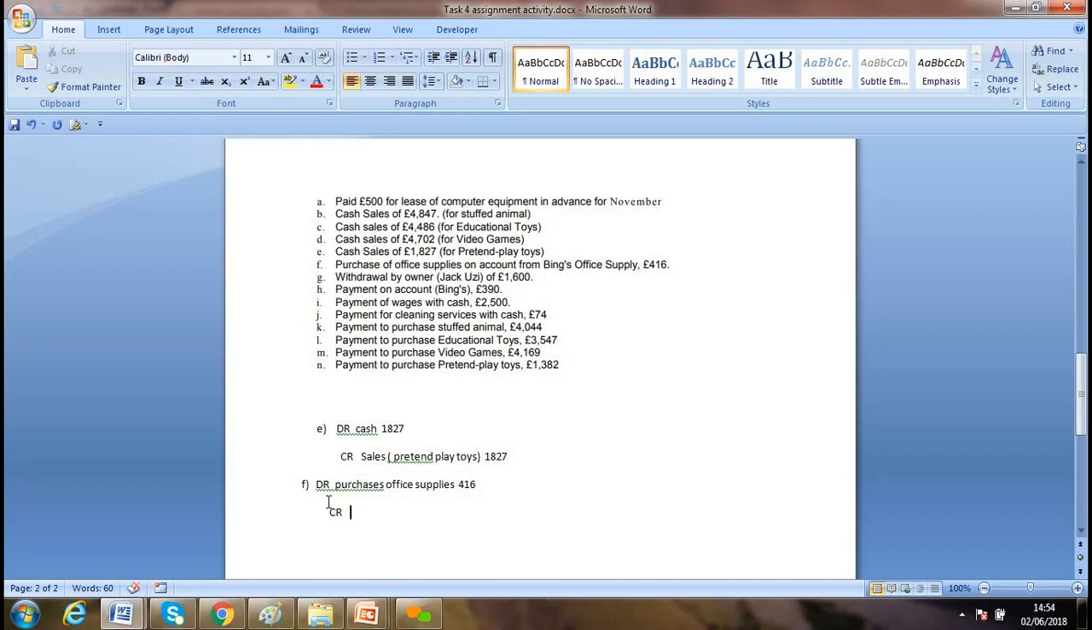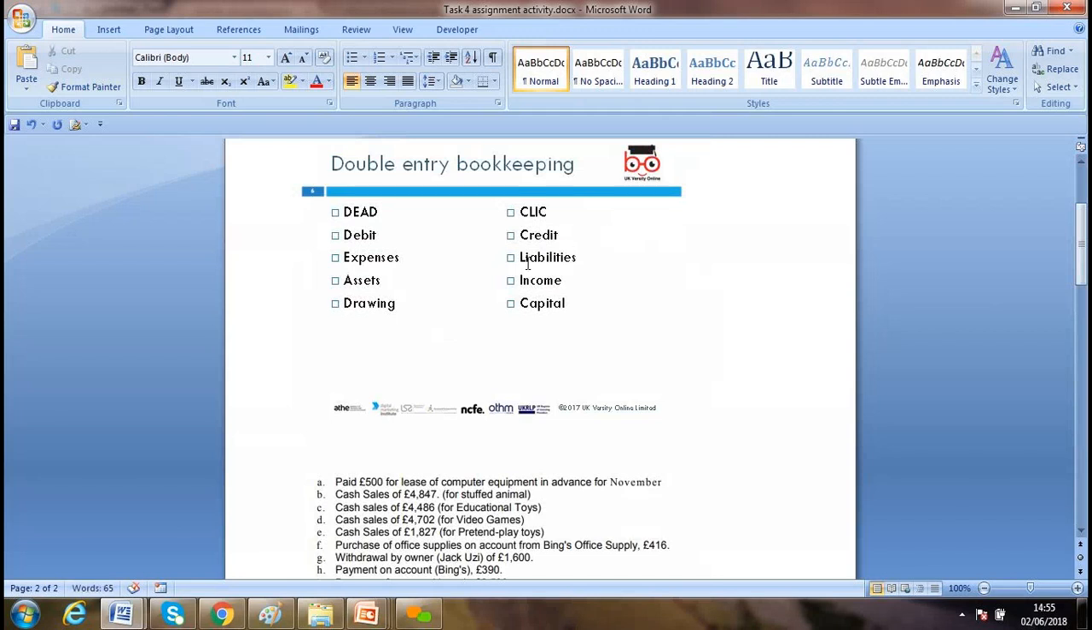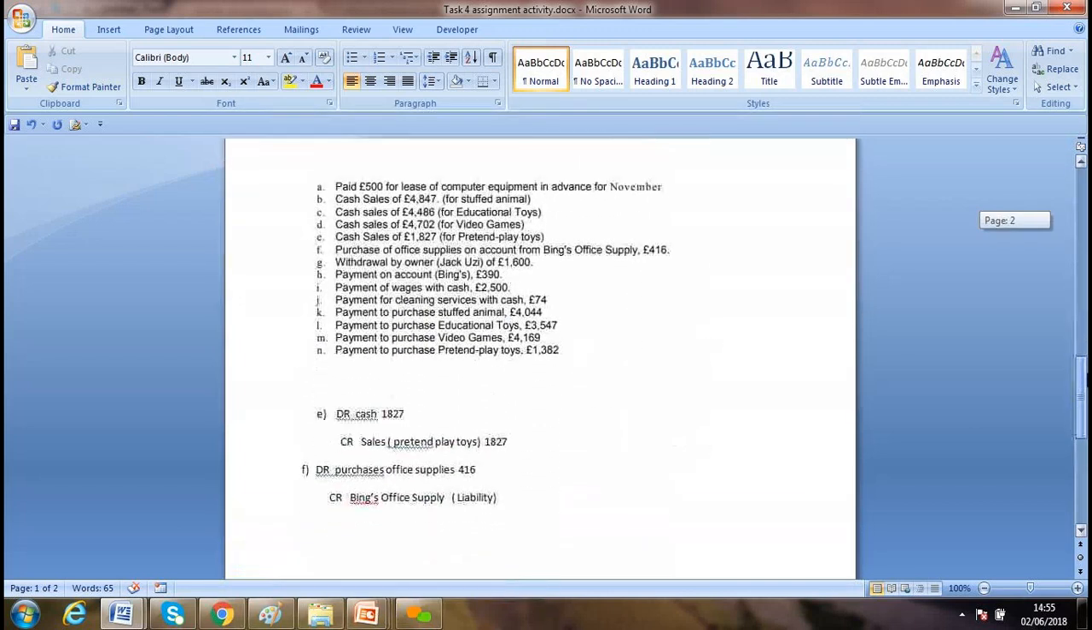Then what will be the credit? Credit is not cash, because we're not paying them money now, we will pay them in future, yes? So we credit Bing Office Supply, because this is a liability. Liability means the things which we owe. According to our debt click, liabilities go on the credit side, yes? We purchased but we're not paying now, we'll pay later on.